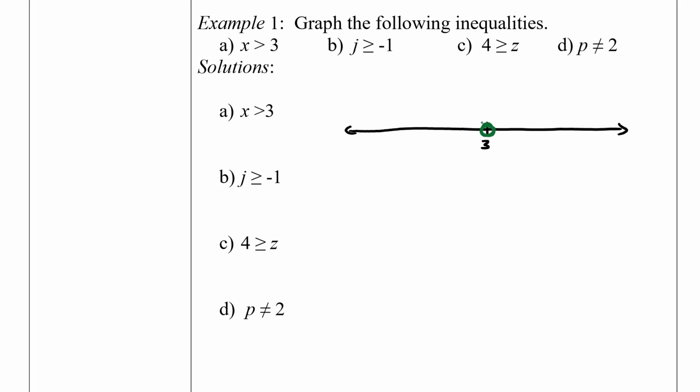I'm not going to fill it all the way in. And I'm going to say that x is greater than 3. That means that x can equal 5, x can equal 10, but x cannot equal 1, or x cannot equal negative 5, or negative 3. So the direction is this way.